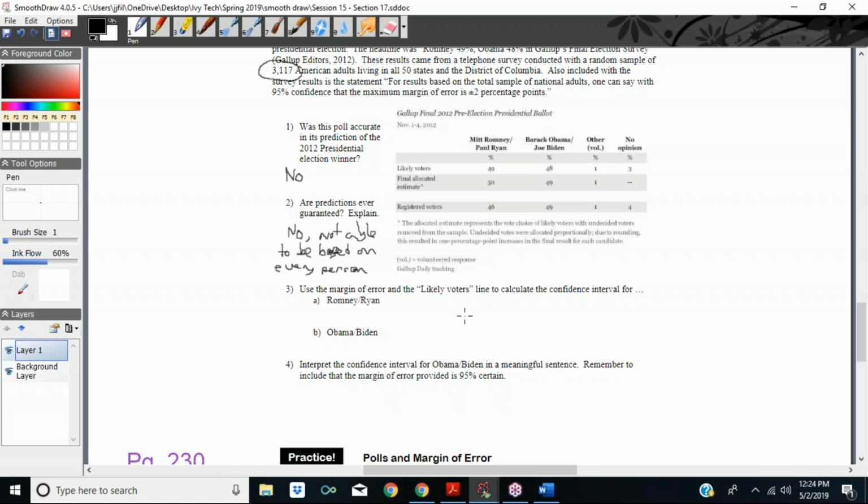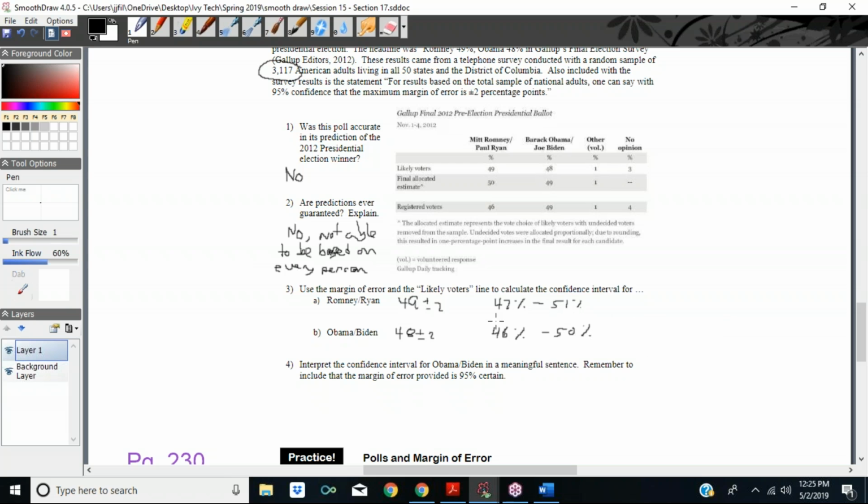So number 3 says, use the margin of error in the likely voters line to calculate the confidence interval for these two sets of candidates. So remember, we had 49 plus or minus 2%. So that's going to be, what, 47 to 51. And this one was 48 plus or minus 2%, so 46 to 50.